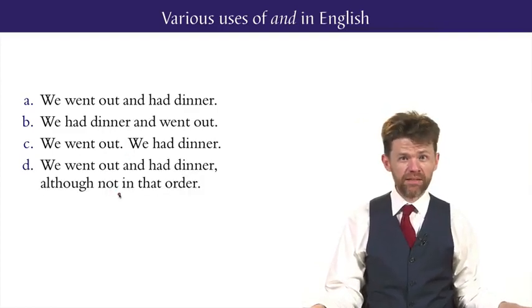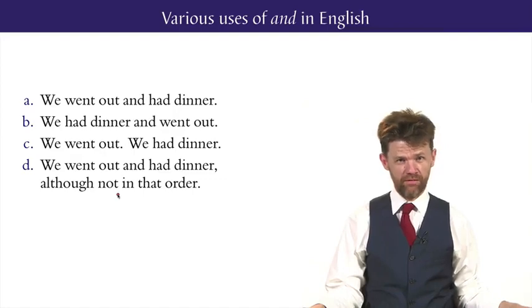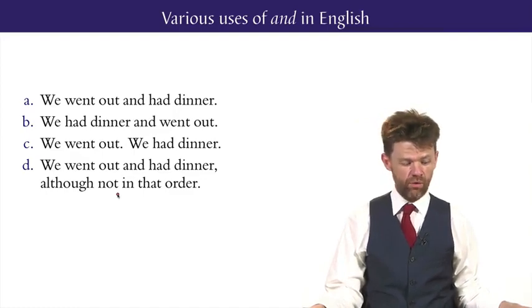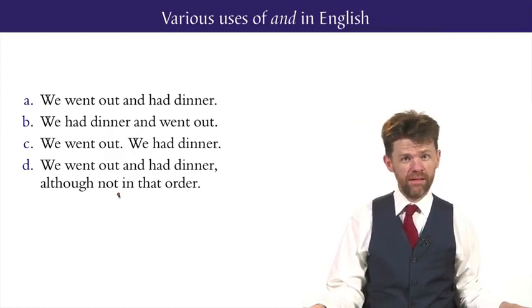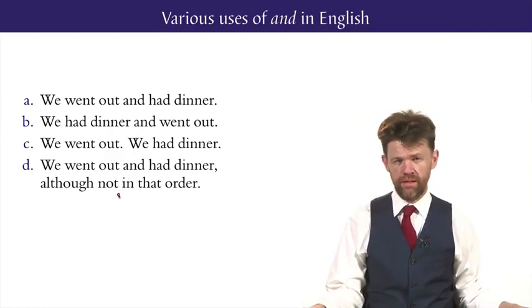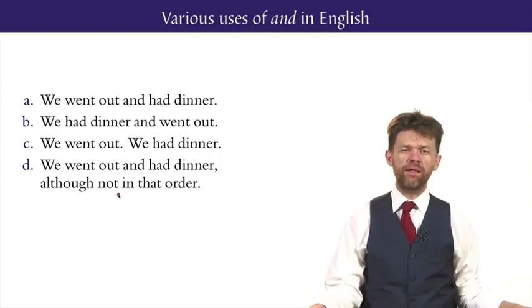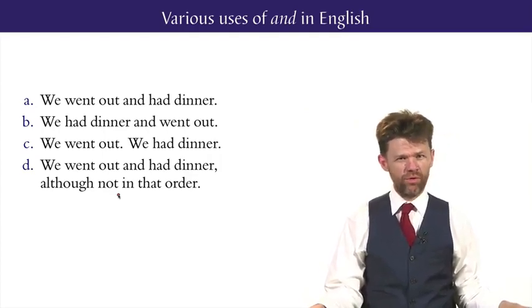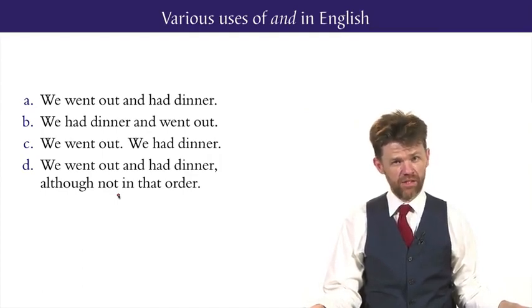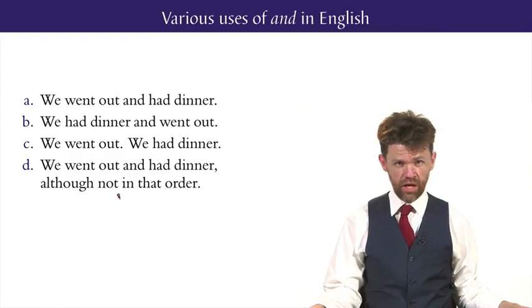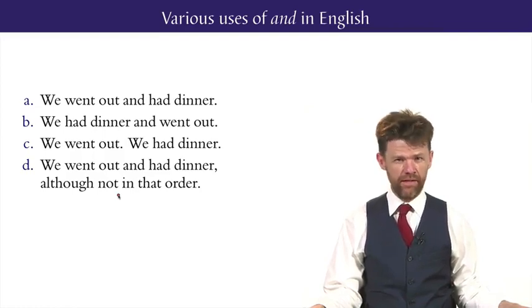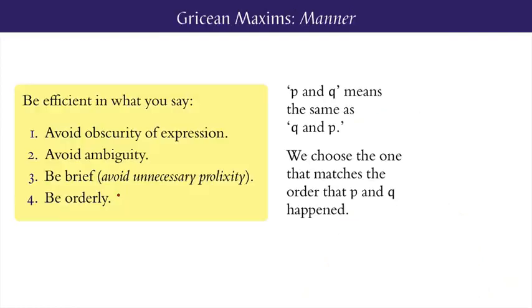Then, we could explicitly cancel any claim about the order in which the events happen by saying, we went out and had dinner, although not in that order. Or maybe even, we went out and had dinner, although not necessarily in that order. It's true that we went out, and it's true that we had dinner, and I'm not saying what order we did that in. This last fact, that you can cancel the claim about the order of the events, makes me think that the connection between and in English and the order of the events that are described involves implicature, not entailment.